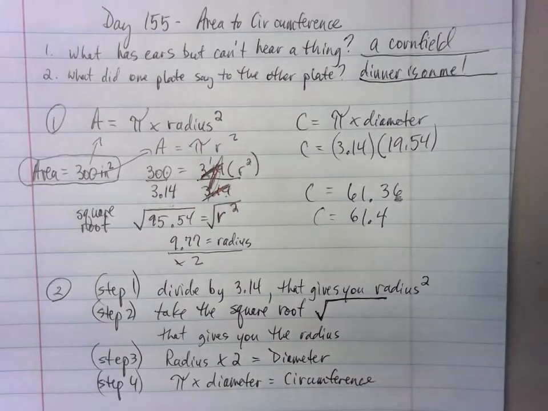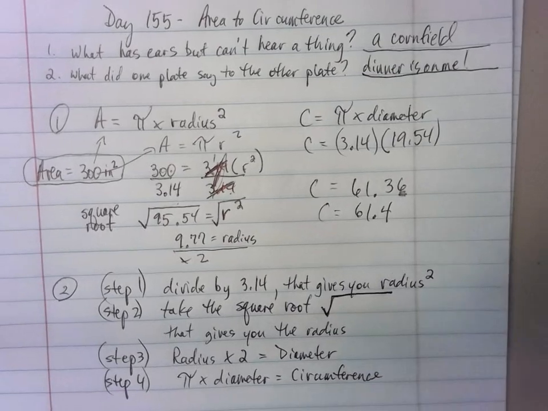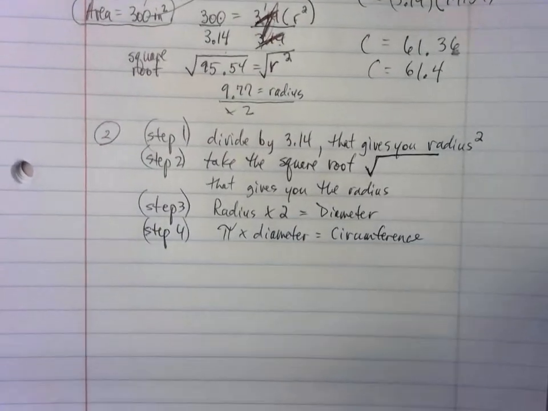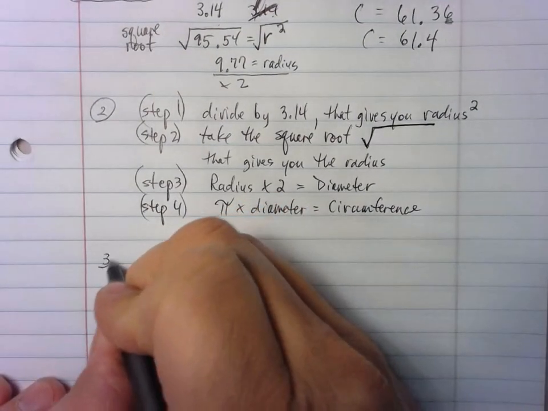Alright, so this time we got 4 steps. We got an extra step in there compared to when we did the circumference to area one. It only had 3 steps, but this one got 4. Okie dokie, so now we're going to take those steps and go through another problem just so you can see how it works. And again, talk about using that square root button.